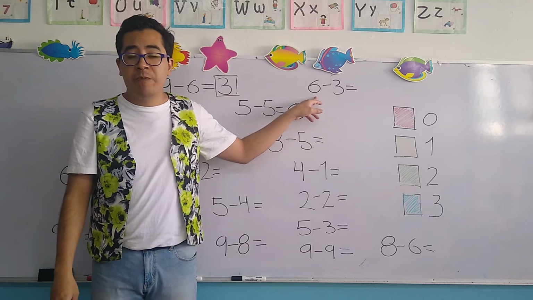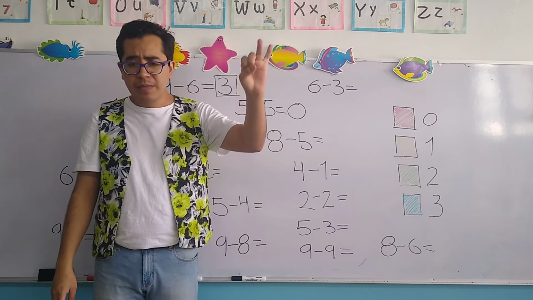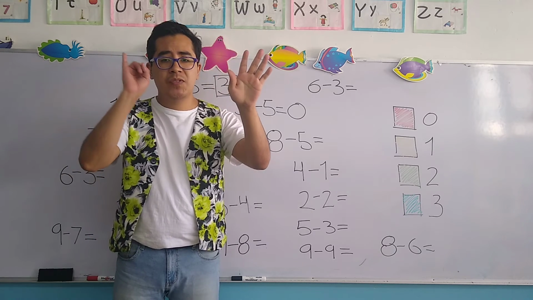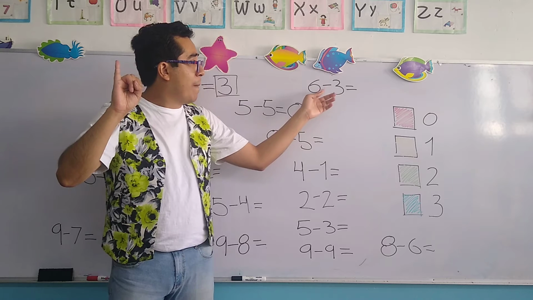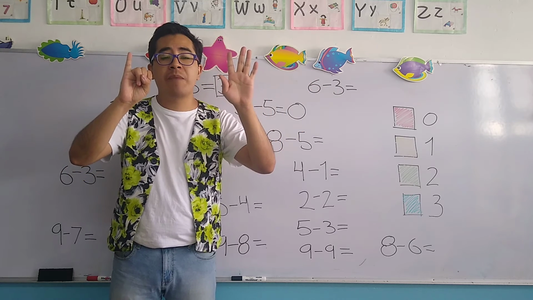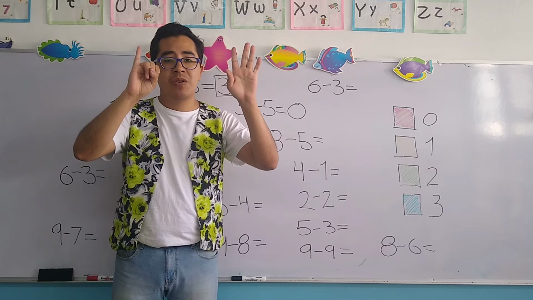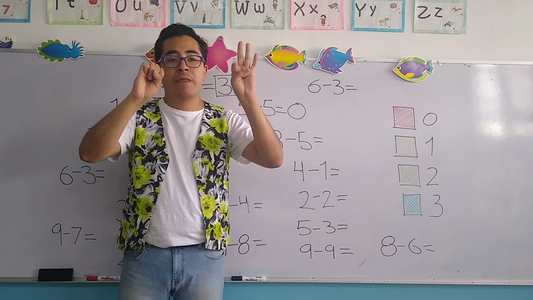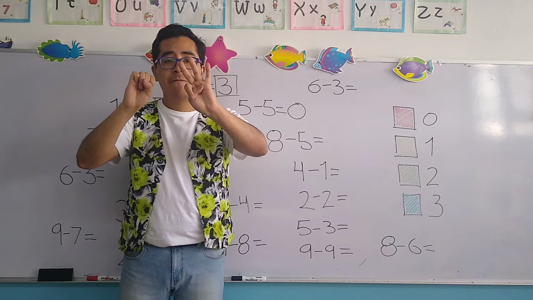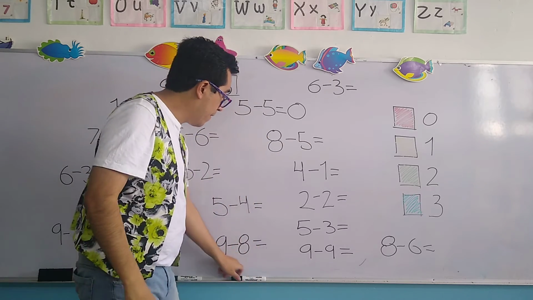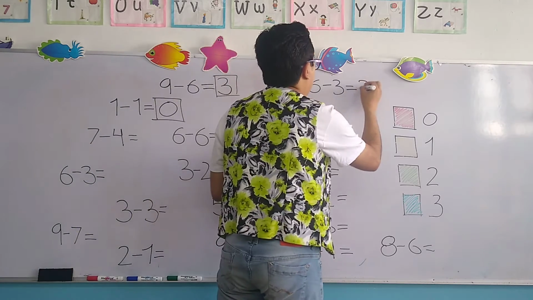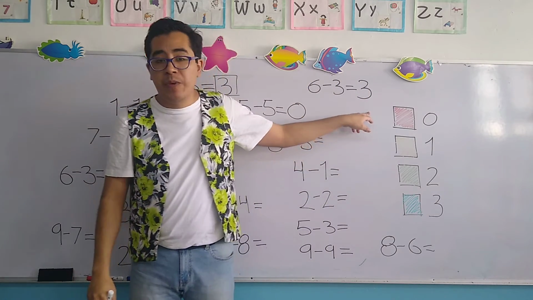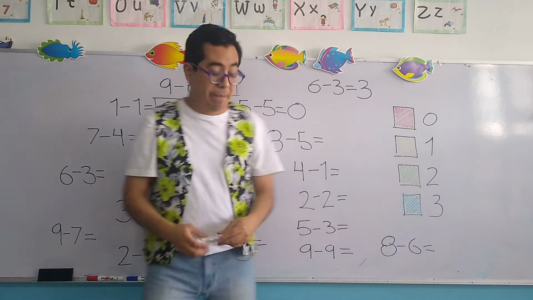First of all, 6 fingers. 1, 2, 3, 4, 5, and 6. Now 6 minus 3. We have to remove 3 numbers. Tenemos que quitar 3 deditos. 1, 2, 3. So what's the result? Number 3. Okay, according to the chart, number 3, color blue.